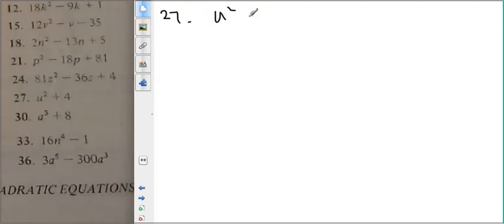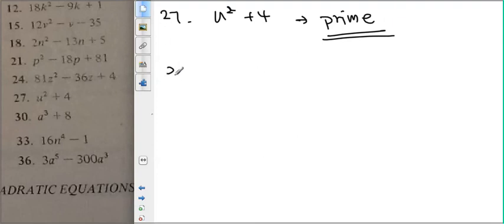U squared plus 4. In fact, how would you do this one? U squared minus 4 would have been very nice, but U squared plus 4 is quite tough. There is no common factor, and there's no way for us to factor this one. So in this case, we'll get prime. Because if you think about it, which two numbers multiply to 4 but add up to 0? That's not possible. So number 28.